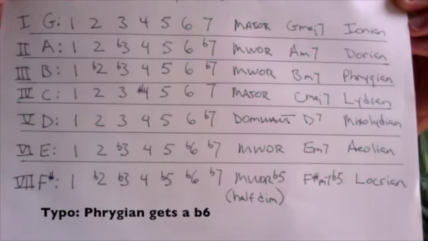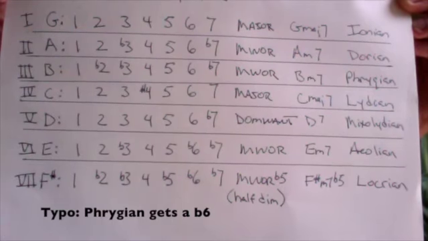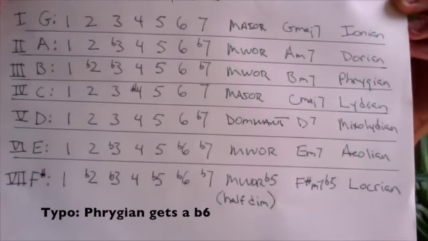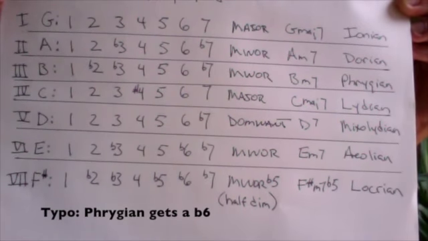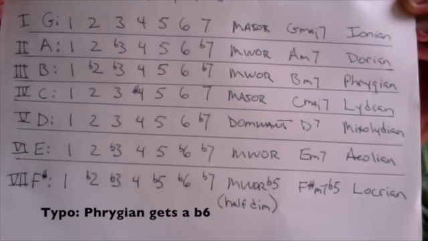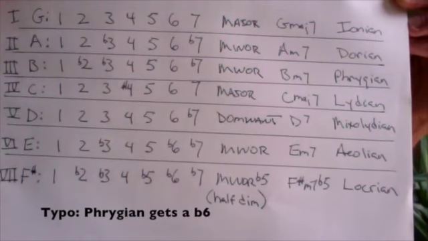So if you look at Roman numeral 2, if we start on A again and play A, B, C, D, E, F sharp back to G, the interval structure is from A, 1, 2, flat 3, 4, 5, 6, and flatted 7. Right? So it produces a minor scale, produces an A minor 7 chord. The name of the scale is Dorian.